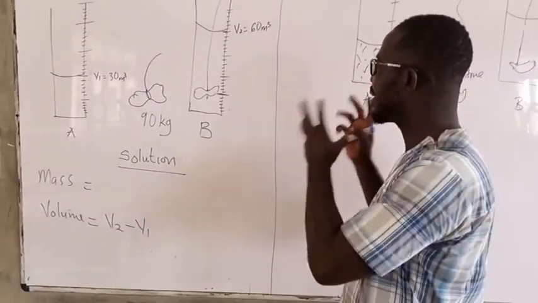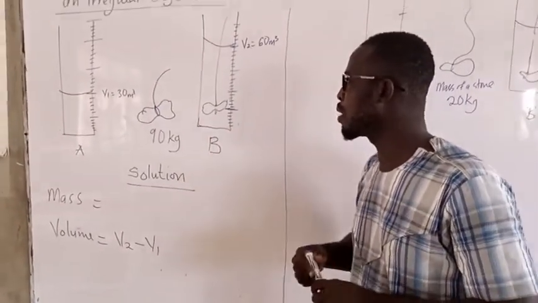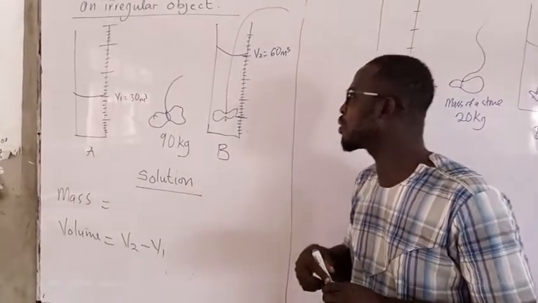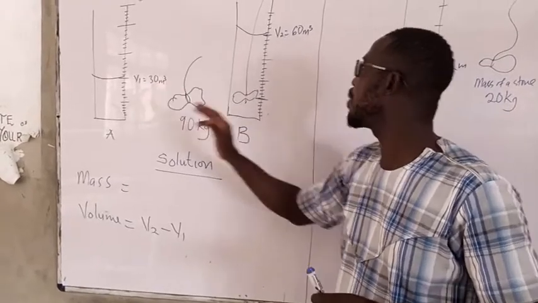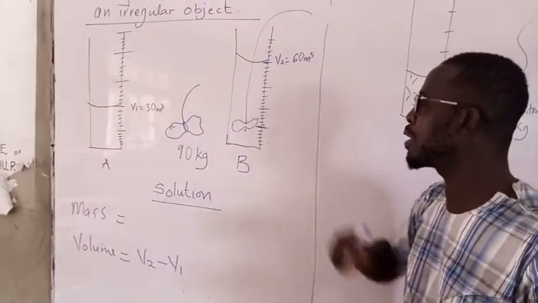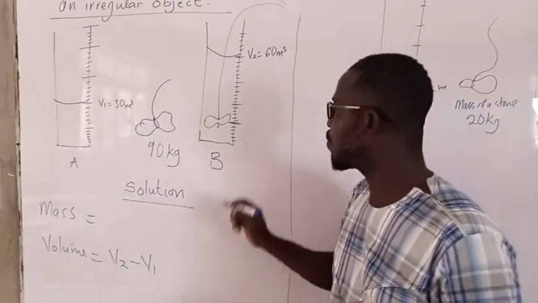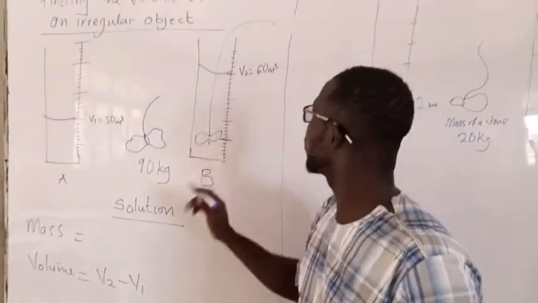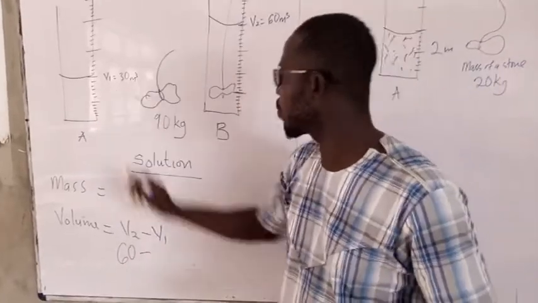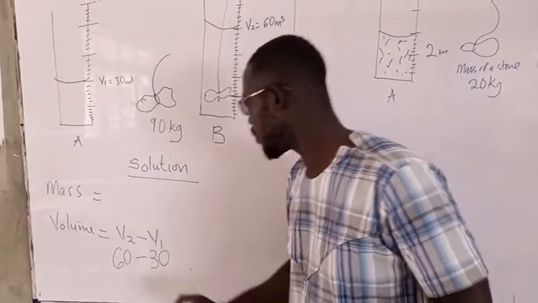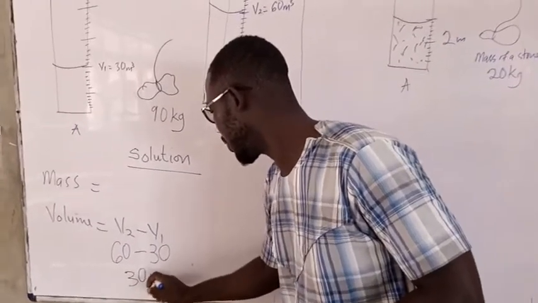Now, this is going to help me to know the volume of the stone. How do I know the volume of the stone? It is very simple. I have the first volume, which is 30 meters cube, and then I have the second volume, which is 60 meters cube. So I have to calculate for the final volume. It is going to be V2, which is 60, minus V1, which is 30. So 60 minus 30 will give me 30 meters cube.